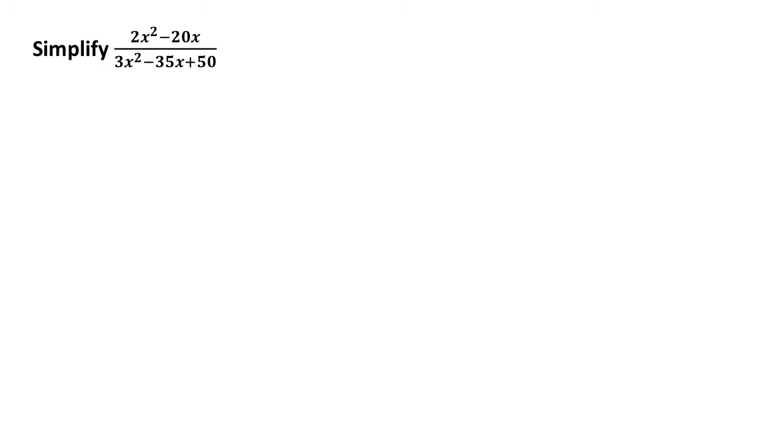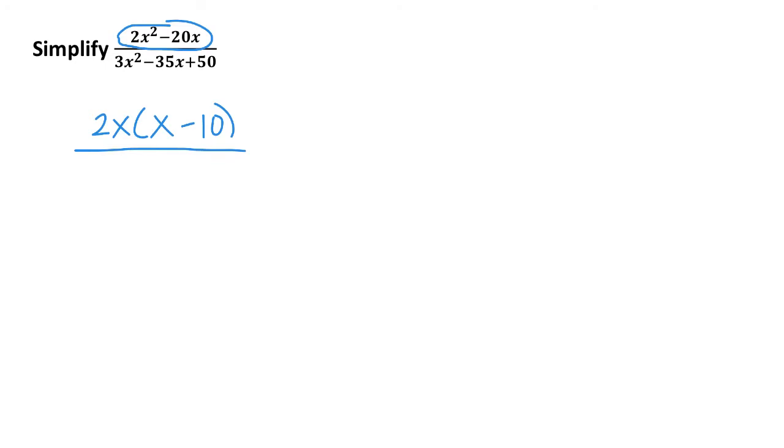So what we want to do first, if you ever get a simplifying problem like this, is if anything can be factored, we need to factor that first before we can start simplifying. Looking at the numerator, I can factor out a 2x, which goes into both of those terms. I'm looking for a GCF, and then I would have x minus 10 left.